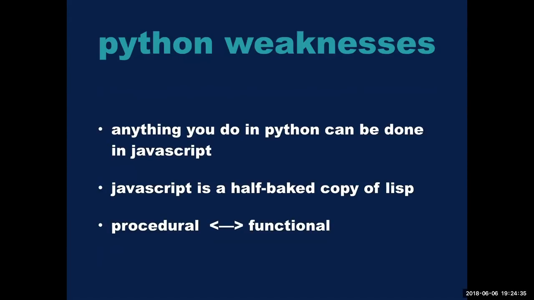So I would argue, though, that these are actually sort of weaknesses, because basically anything you can do in Python can also be done in JavaScript. JavaScript is, I would argue, a half-baked copy of Lisp, which has been reinvented every year for the last 50 years.